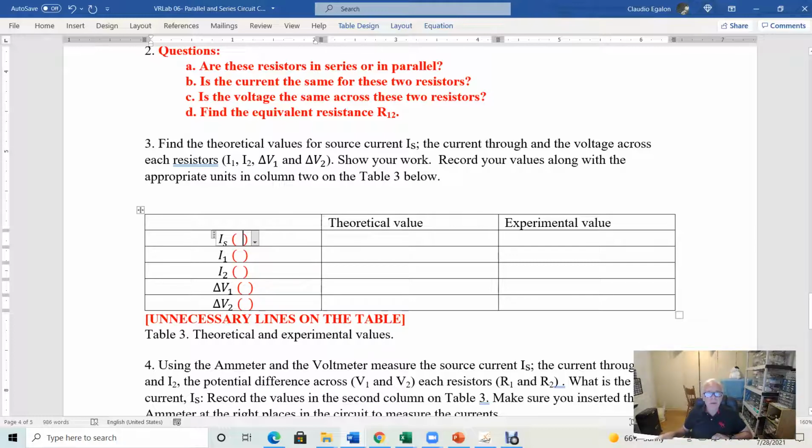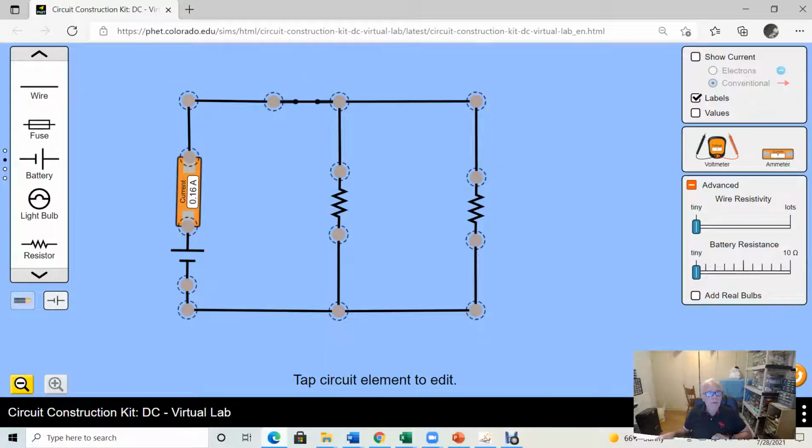We have the theoretical values. We are doing this one right now. We're doing the experimental value right now. We're going to do the next one. We're going to know the current flowing through the first resistor, I1. We're going to split this part of the circuit, move the resistor a little bit down, and place my ammeter here.